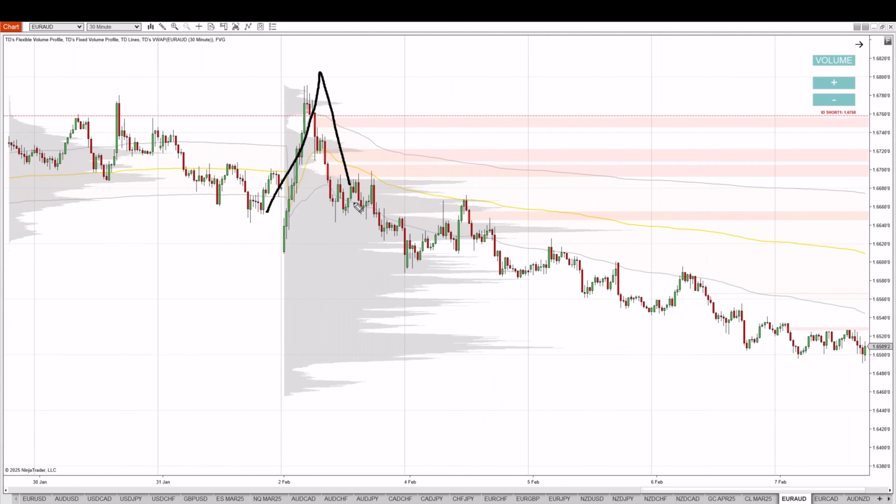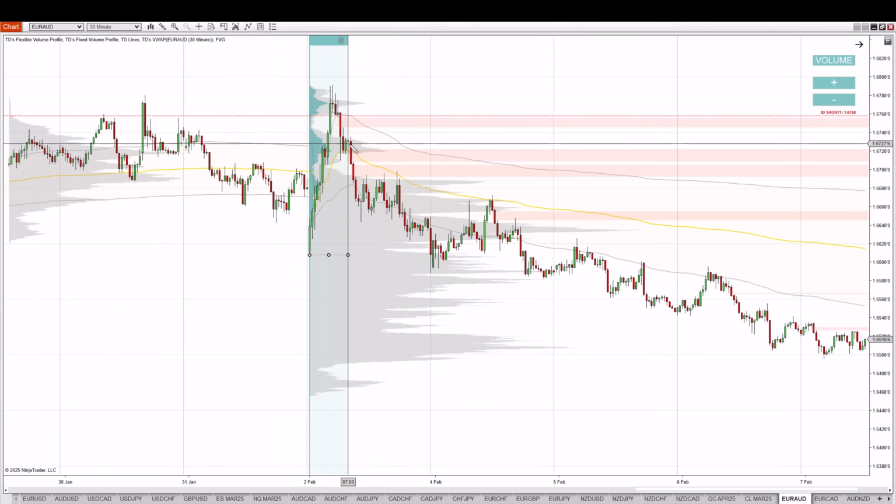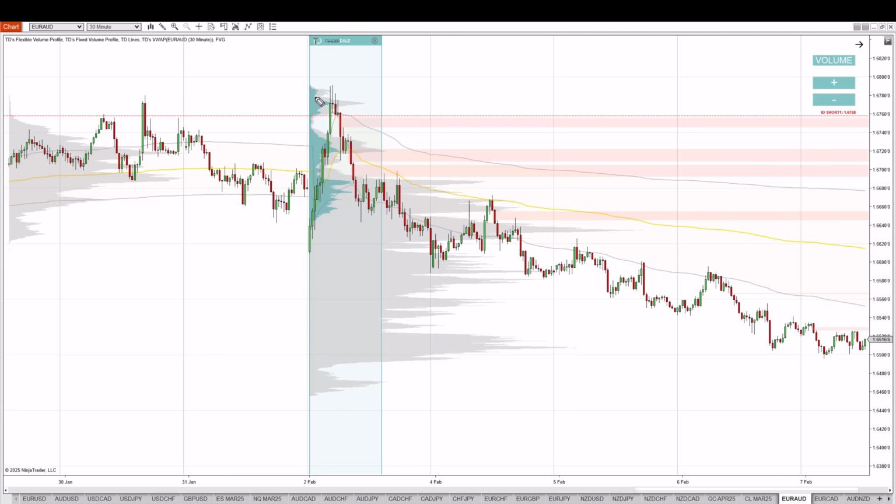is right here, this strong rejection of higher prices. This is a sign of aggressive sellers, right? Because buyers were pushing the price upwards, but then sellers stepped in and started to sell aggressively, rejecting the higher prices and pushing the price downwards. Now, if you look into that rejection zone, I can use the flexible volume profile like this, for example, to show you how the volumes are distributed here.